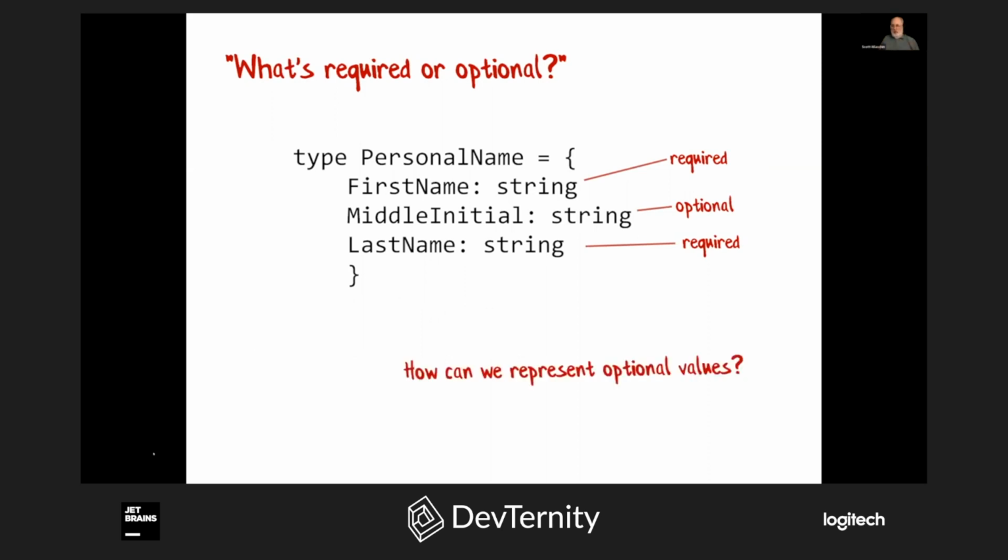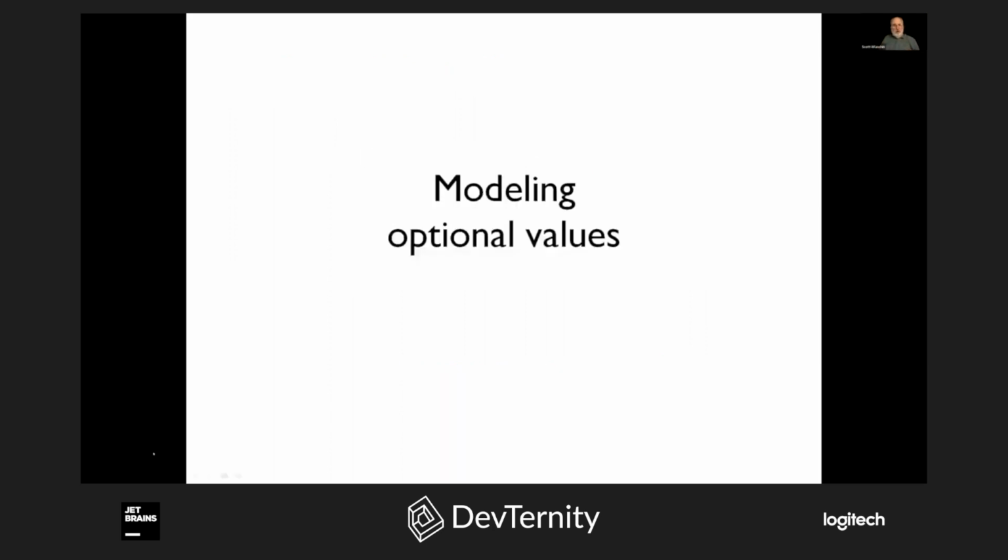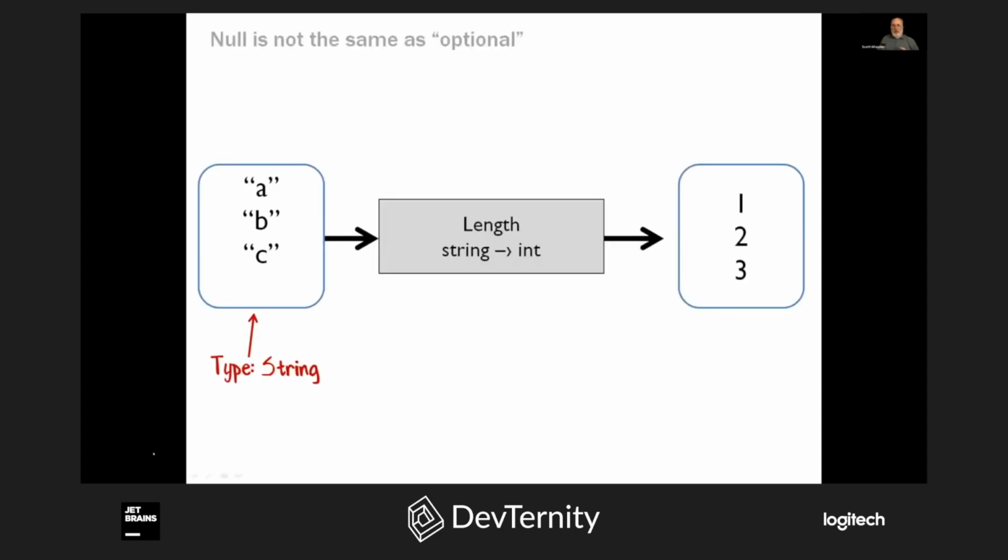So let's fix that. How do we represent optional values in the design? Now, optional values is a really important topic. And to show you why something like null does not work and why null is not the same as optional, let me just give you a little example.